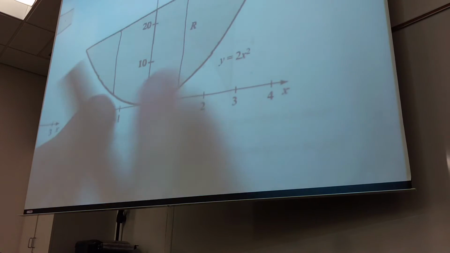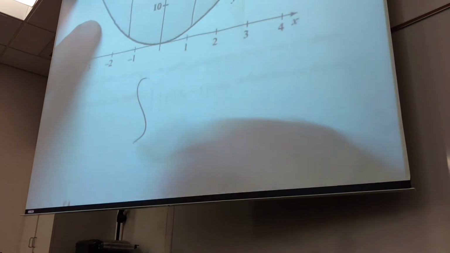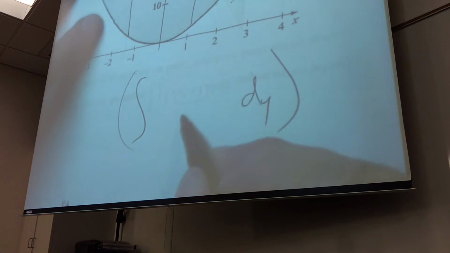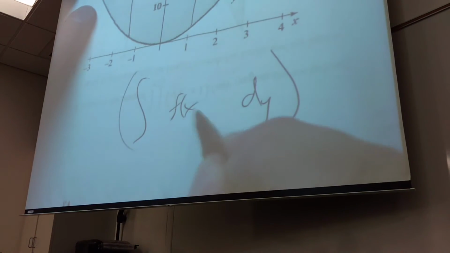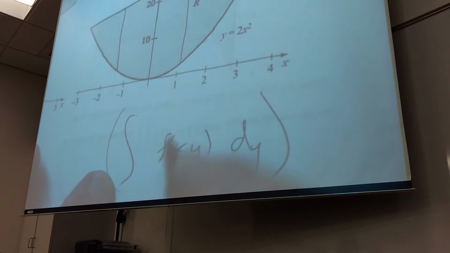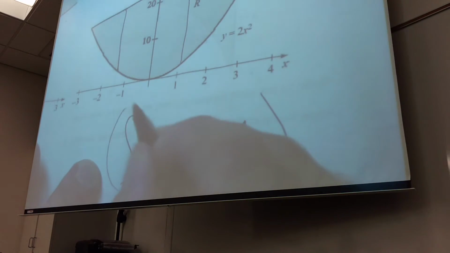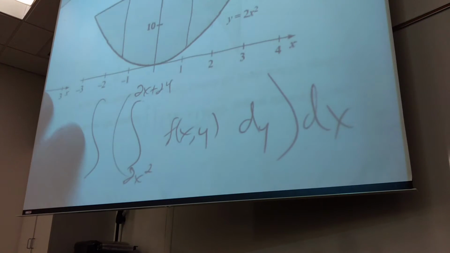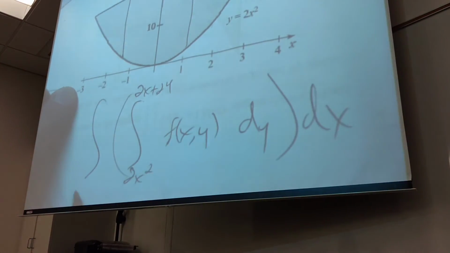So what this means is, I want to let the interior one be dy. And so what am I going to put? Here's my f of x, y. What's the limit going to be? From 2x squared to 2x plus 24. And then the outer one will be dx, from negative 3 to 4.